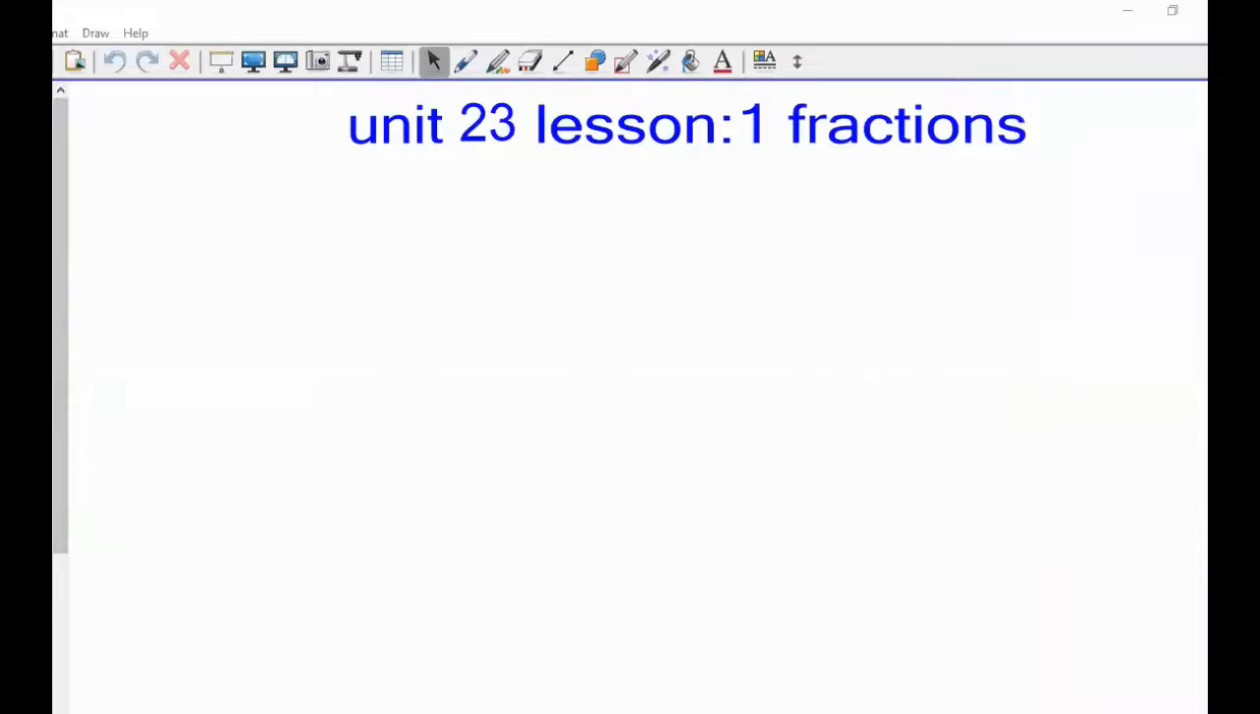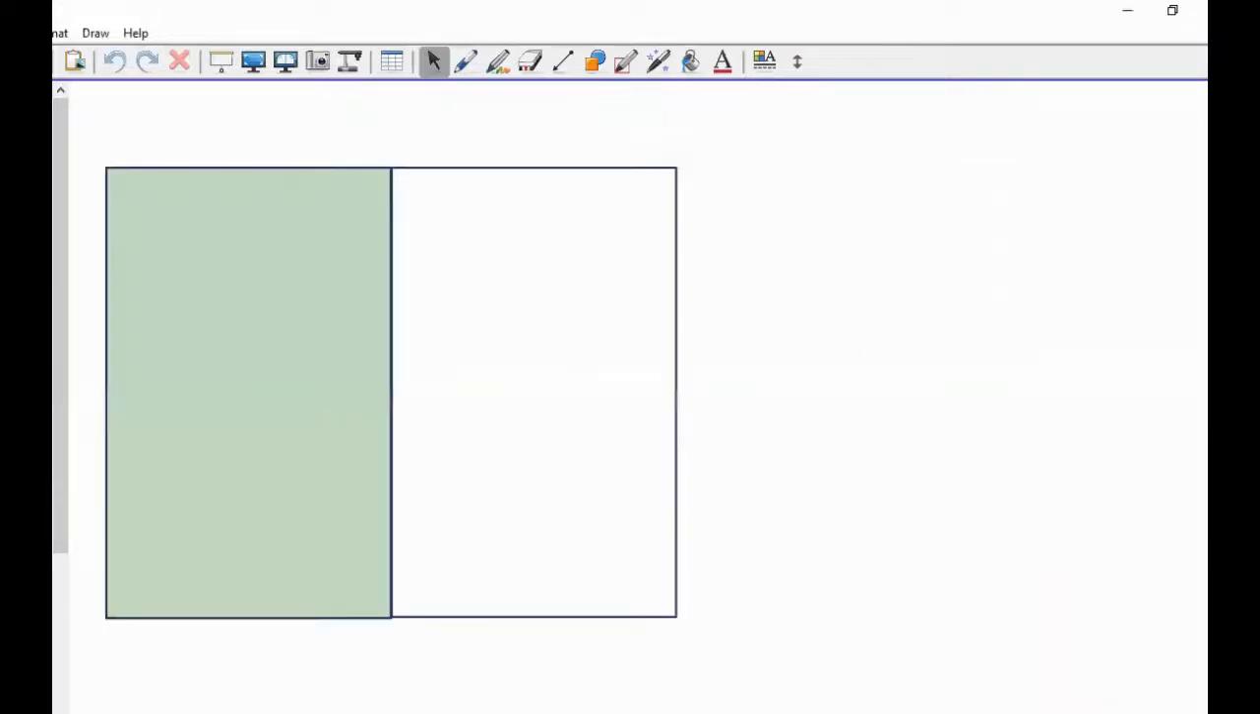We will revise fractions. I will give you a hint so that you can remember what a fraction is. A fraction is a part of a whole, and always remember this example: a pizza. When you have a pizza, you can't eat the whole pizza on your own, so you can take a slice from the pizza. This slice is called a fraction.